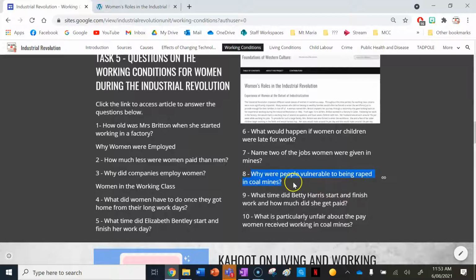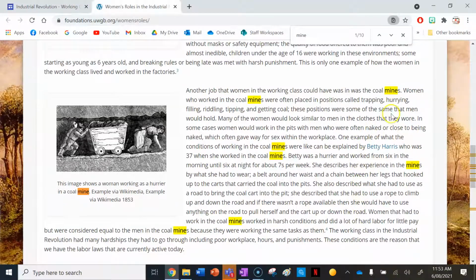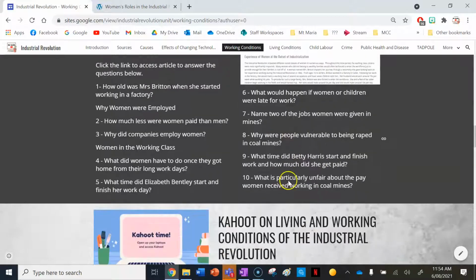Number 8. Why were people vulnerable to being raped in coal mines? So that unfortunately did happen, and that answer is here for us. In some cases, women would work in the pits with men who were often naked or close to being naked, which often gave way for sex within the workplace. So mines were very hot and very dirty, so often people didn't wear clothes or wore minimal clothes, and that led to sexual assaults and rape, and it was very unfortunate. It happened during the Industrial Revolution.